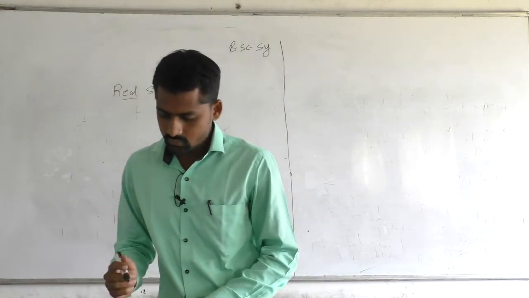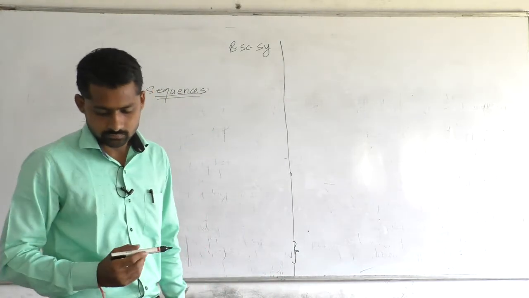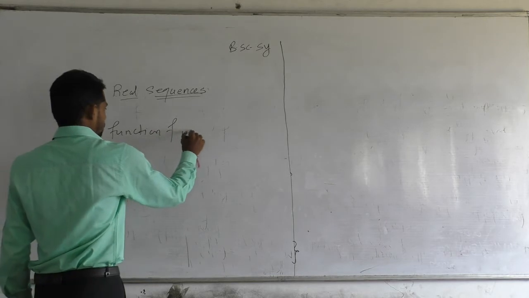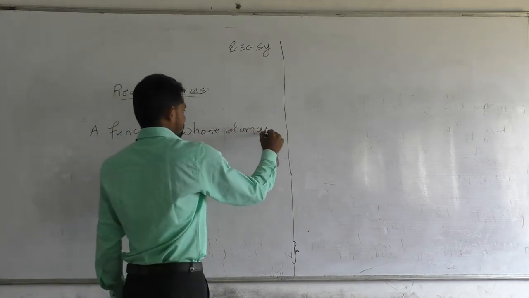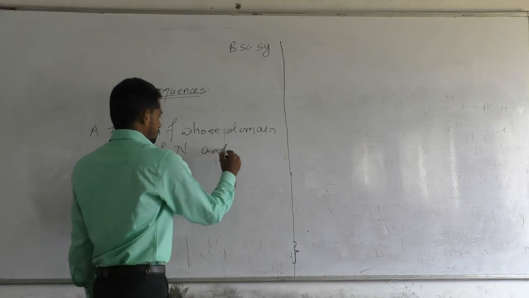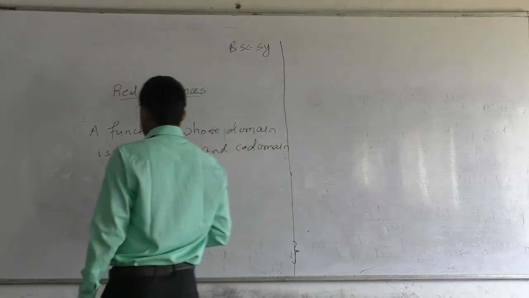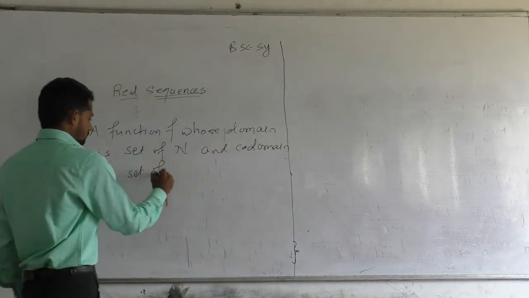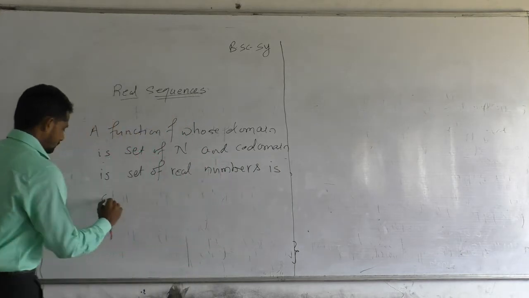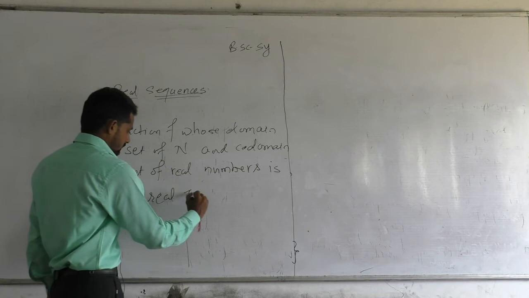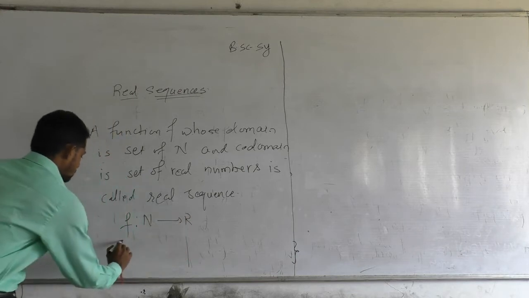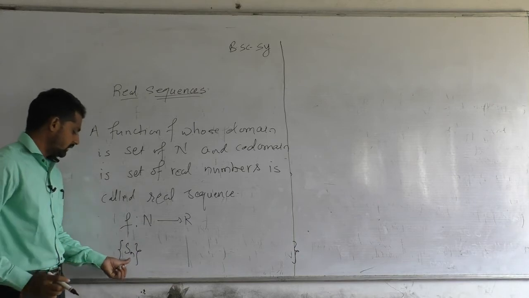So, the definition of a real sequence. A function f whose domain is the set of natural numbers and codomain is the set of real numbers is called a real sequence. So a sequence is a function f from N to R, a function whose domain is fixed and is the set of natural numbers.